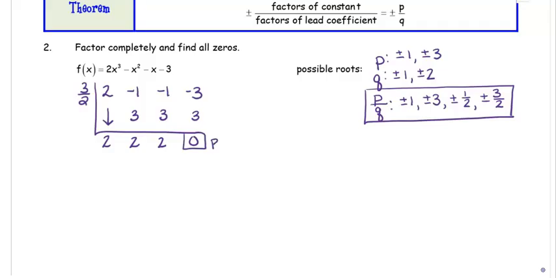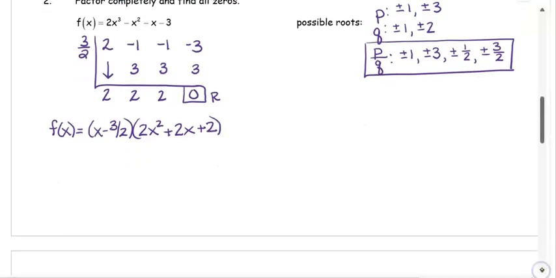That's my remainder there, which means f of x is going to be equal to x minus 3/2, since that 3/2 came from an x minus 3/2. And then what's left over? Well, I have 2x squared plus 2x plus 2. Now, looking at this 2x squared plus 2x plus 2, I could pull a 2 out of all 3 of those pieces.